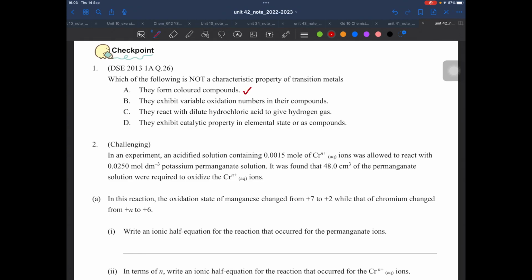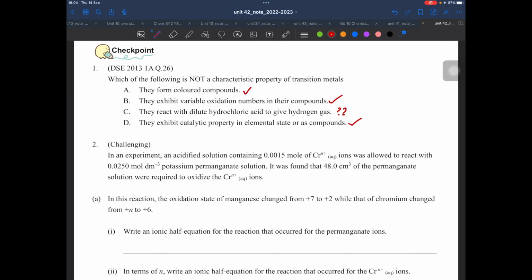Sure, they can form catalytic compounds and they have variable oxidation states. They have catalytic properties. All these three are the core in this unit, right? I still remember I have mentioned. But what about the reaction with hydrochloric acid?